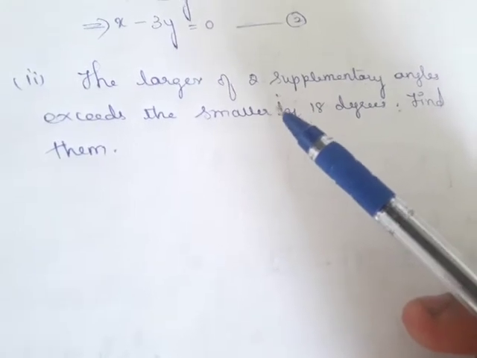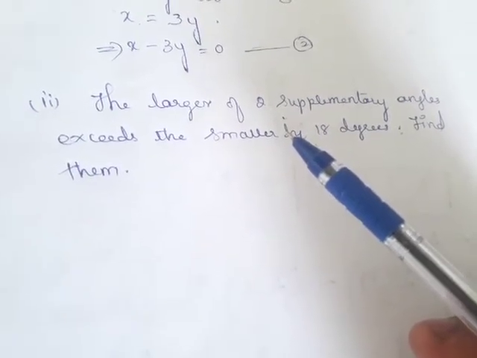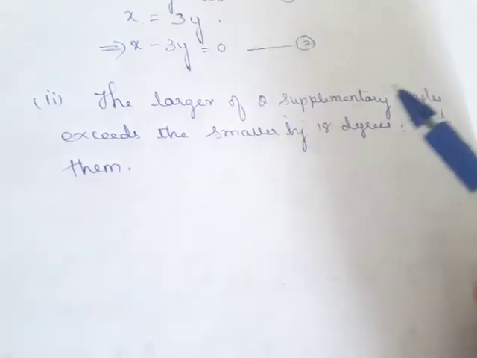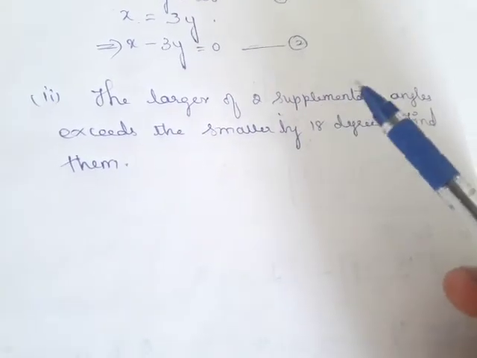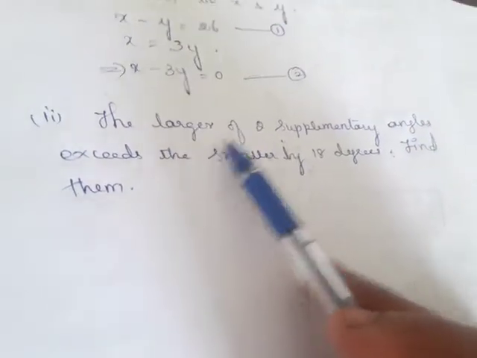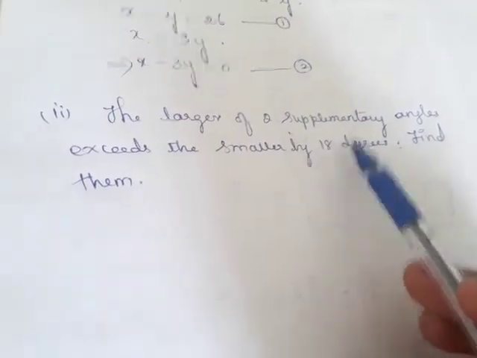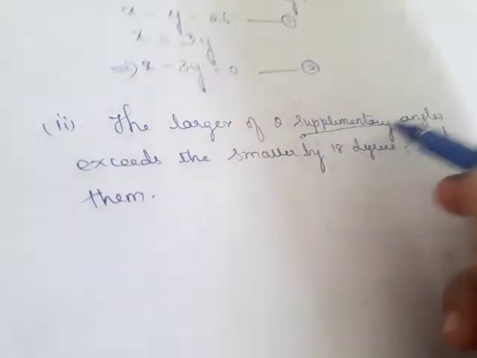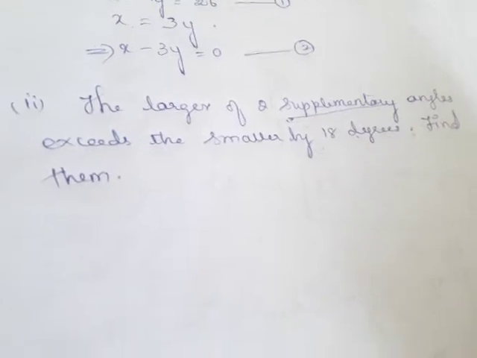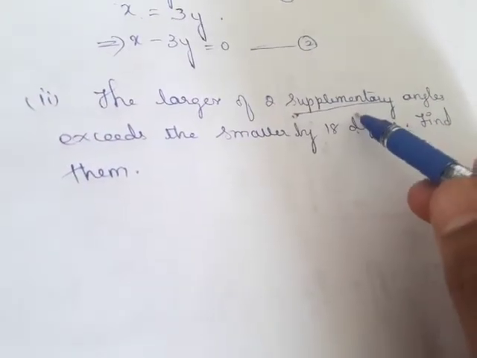Suppose it is given there are 10 students in a class and the count of boys exceeds the girls by 3, like that, then what will we do? x plus y equal to 10, we will make our first equation. The same way here, the larger of two supplementary angles exceeds the smaller by 18 degrees. They have given only one hint. But instead they told the two angles are supplementary. Supplementary means what? Sum of two angles is 180 degrees. So using that we are going to make our first equation.